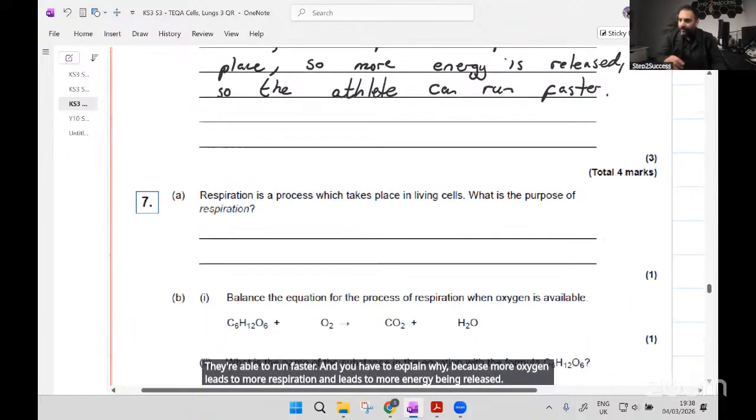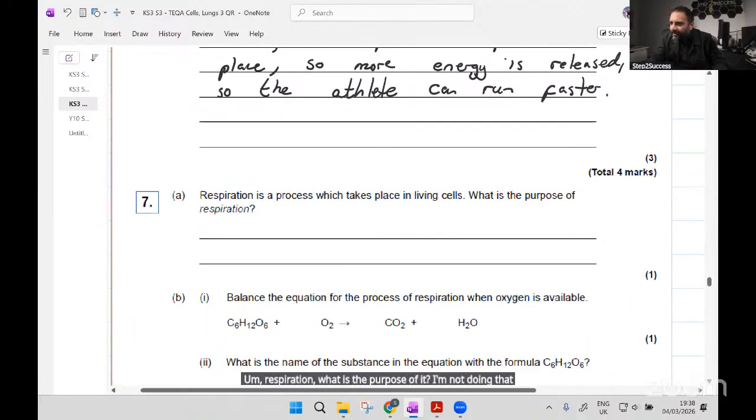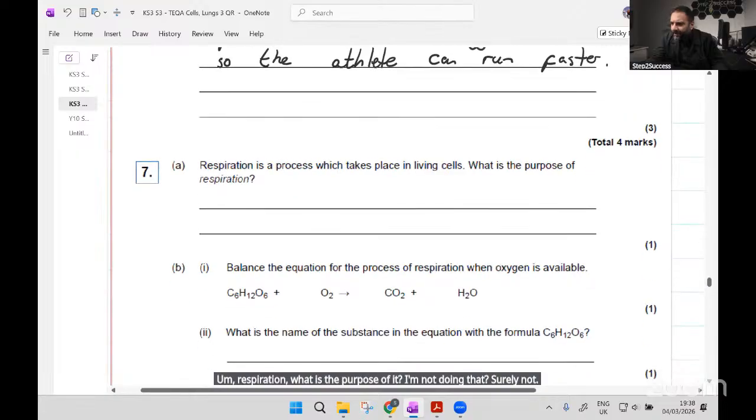Respiration, what is the purpose of it? I'm not doing that question, am I? Surely not. 7D part 2.